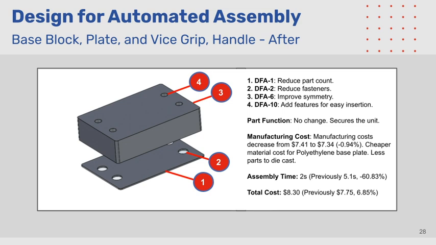There are no major changes to the product function. It still secures our unit to a table or flat surface. The manufacturing cost marginally decreased. This was due to less material cost for the base block and a reduction in parts. The total cost of our assembly increased from $7.75 to $8.30. However, the assembly time of our subassembly decreased from 5.1 seconds to 2 seconds, a 61% decrease in assembly time.